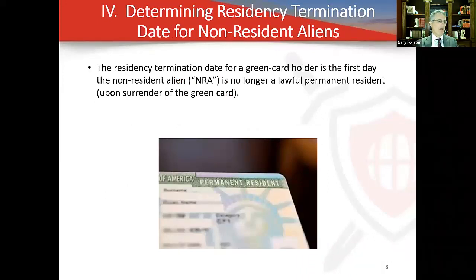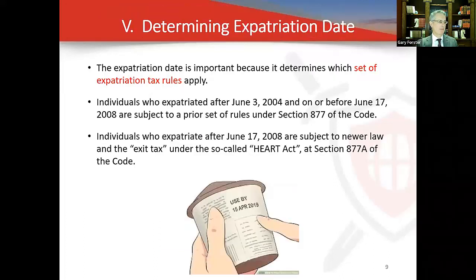And then the residency termination for a non-citizen, obviously for a citizen it's giving up the passport, for a non-resident, it's when you give up the green card.